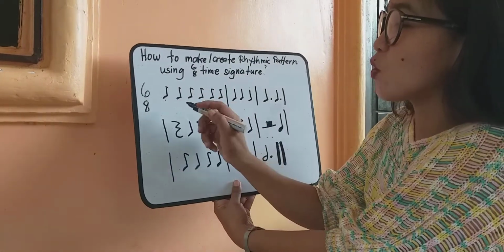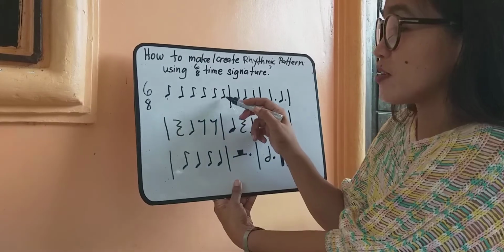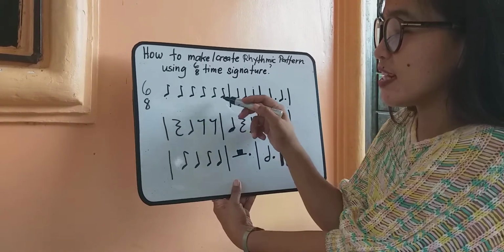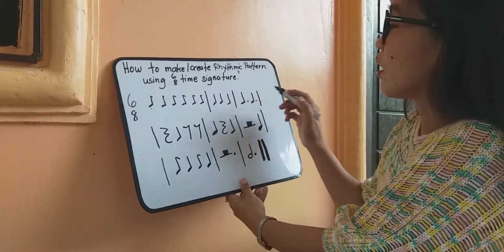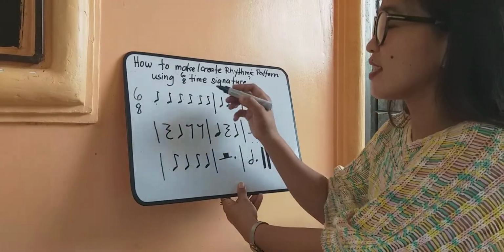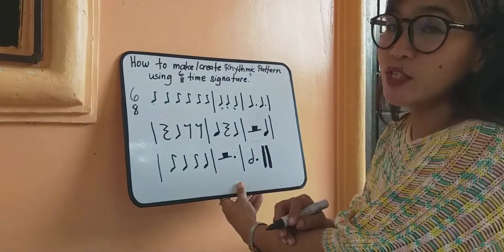So, 8th note is 1 beat. This is 1, 2, 3, 4, 5, 6. 6 counts. Kasi tigo 1 sila, di ba? In every measure. And then, this is quarter note. Ano ang value ng quarter note sa 6/8? 2. So, 2, 2, 2, a total of 6.